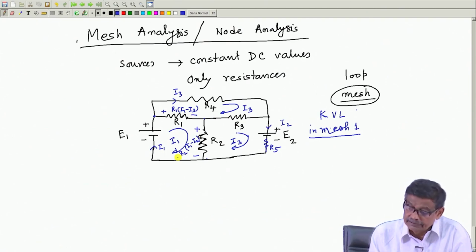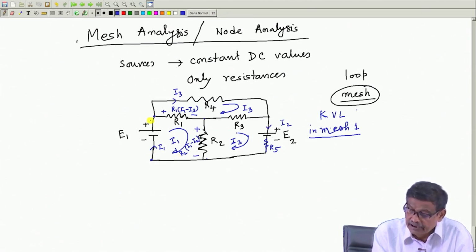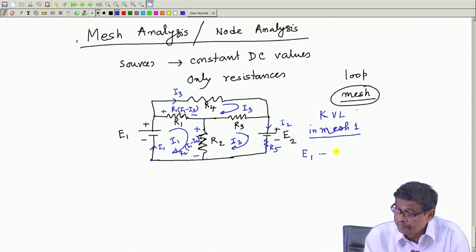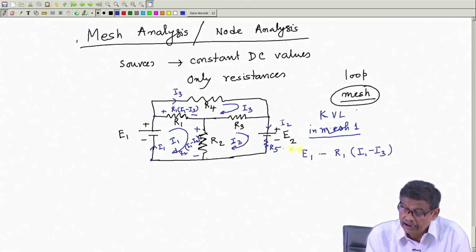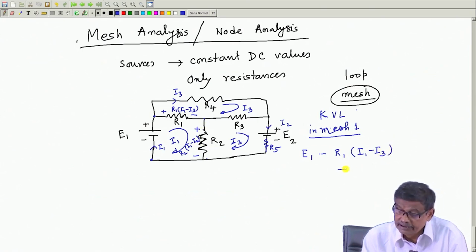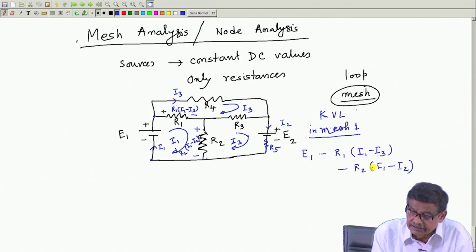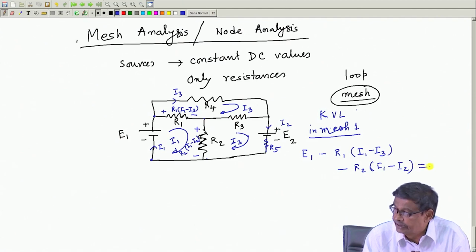So, I have done this. Then I start from this point and try to reach this point traversing this mesh. So, from this to this it is E 1, from this to this it is plus to minus. So, minus R 1 into I 1 minus I 3, and from this to this once again minus R 2 into I 1 minus I 2. And you reach here, from here to here nothing. So, I have come back to the same point from where I started, and KVL says this must be 0.